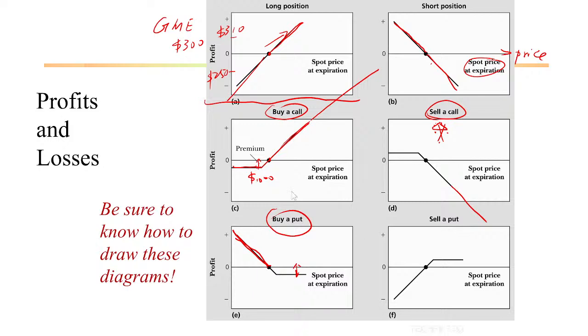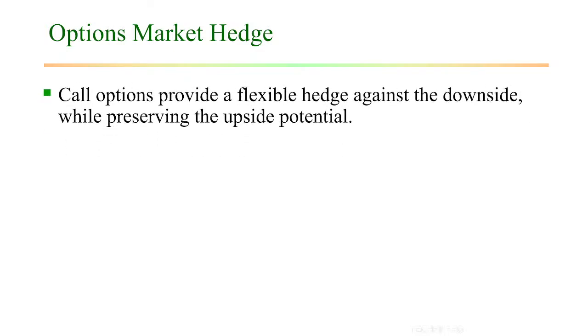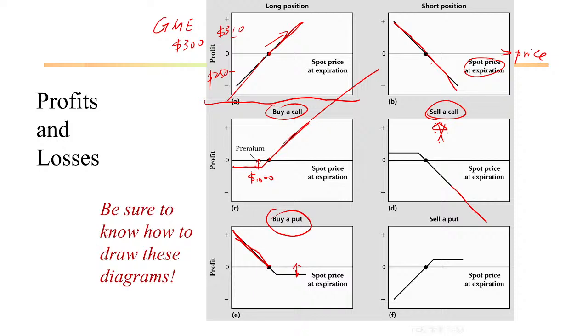So understanding these charts is very important. Understand in what scenario you have a gain and in what scenario you have a loss. Then you can use this to hedge your transactions. So let's say the call options provide a flexible hedge against the downside while preserving the upside potential. You can see that even if it goes down a lot, the most you lose is only this much.